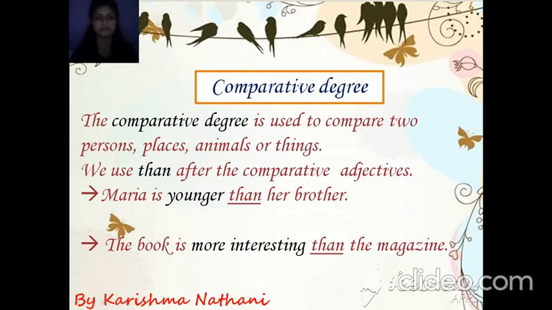For example, Maria is younger than her brother. Here younger shows comparative degree and than is used to compare between Maria and Maria's brother. The book is more interesting than the magazine. Here more interesting shows comparative degree and the word than shows comparison between book and magazine.